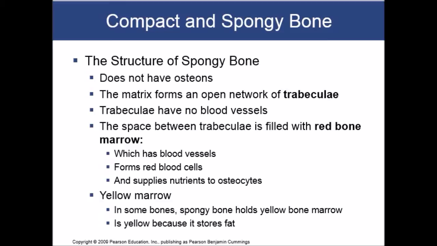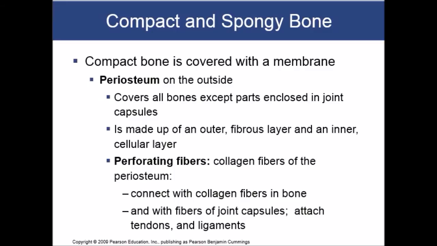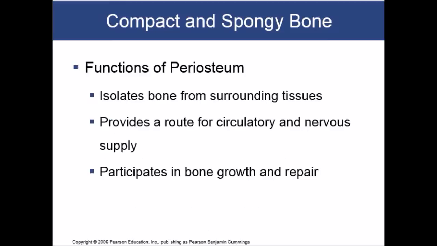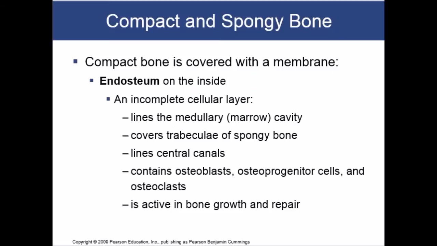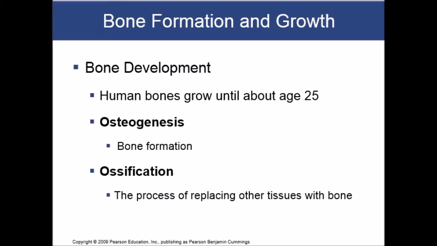What's the difference between red and yellow bone marrow? Again, I mentioned the difference between the structure of periosteum and endosteum, the two layers. What is in each layer, specifically the inner one, which is cellular, and what does it do? What are the types, specifically in the inner layer? What type of cell in the inner layer? Endosteum and periosteum.